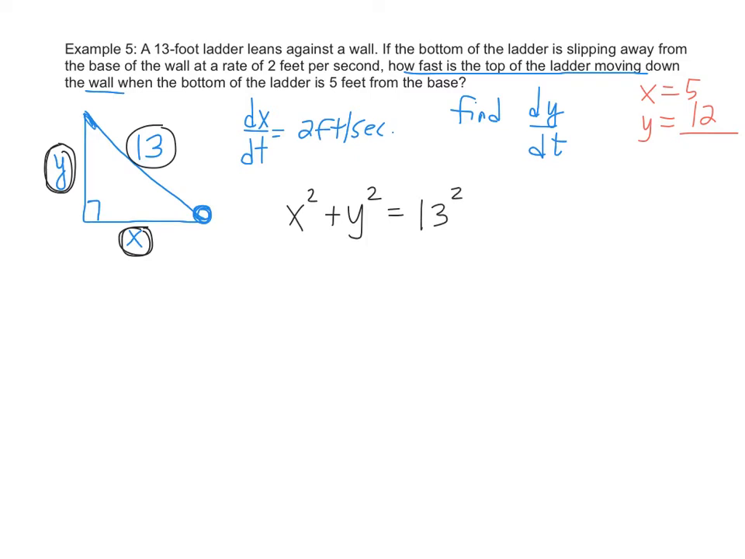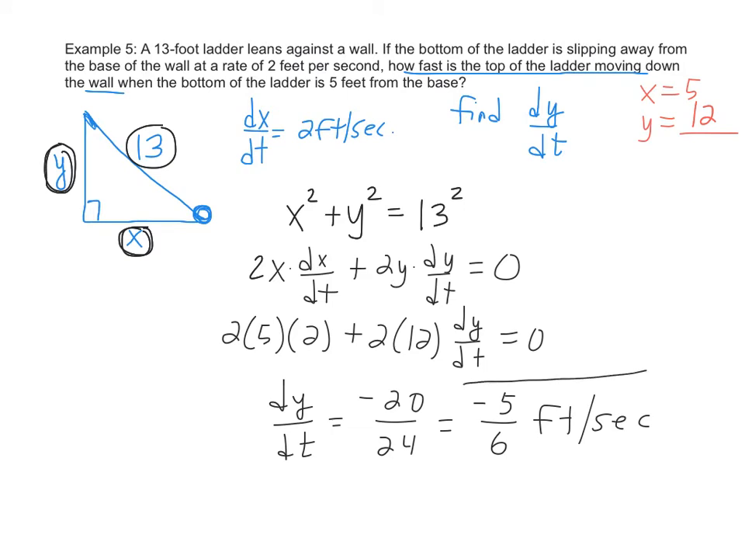So now let's take the derivative of each side. So 2x dx/dt plus 2y dy/dt equals, now 13 squared is 169. The derivative of that is just 0. So from there, just plug in all of the pieces that we know. Alright, so go ahead and do that. Hit pause. So hopefully this is what you got.